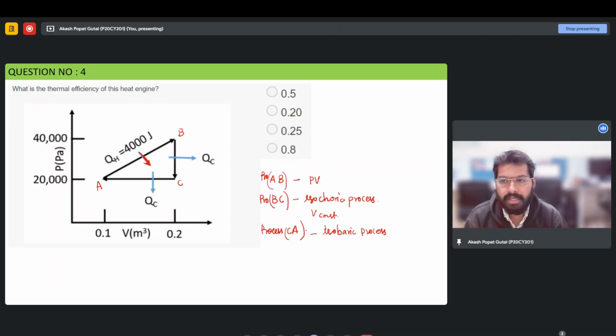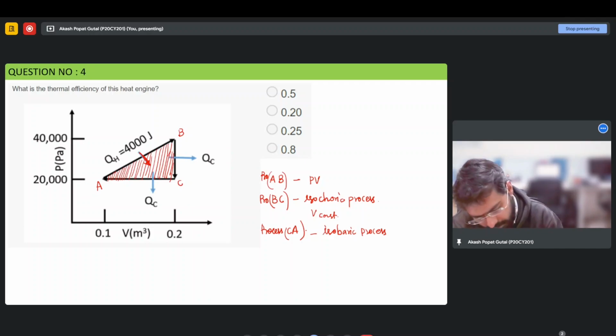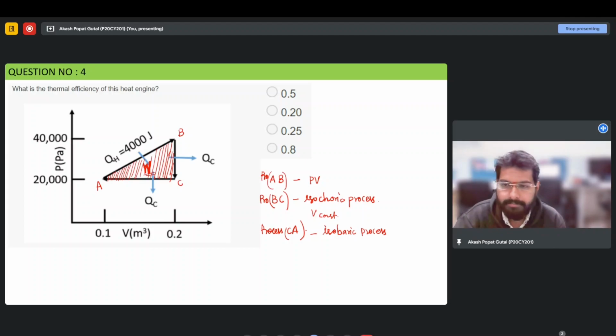So if we are given a PV diagram and the process is cyclic, and you are asked what is the work done by this process, then generally the work done is the area under the curve, or the area that this cycle covers is nothing but the work done by the system. Fine. So we can easily calculate what is the work done.